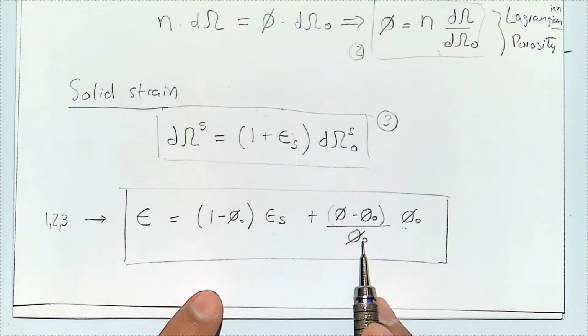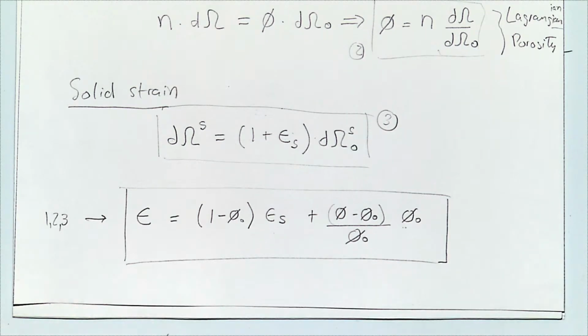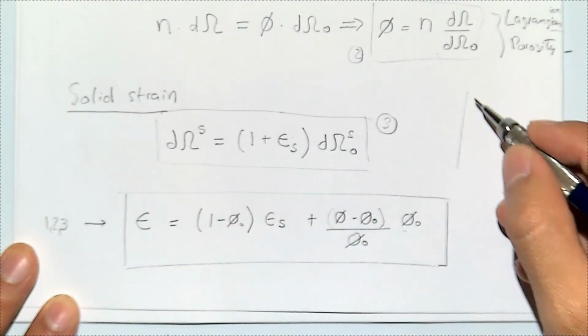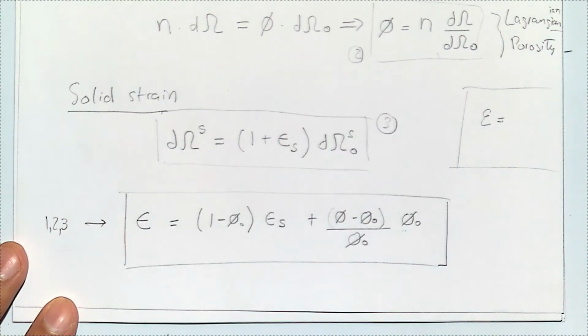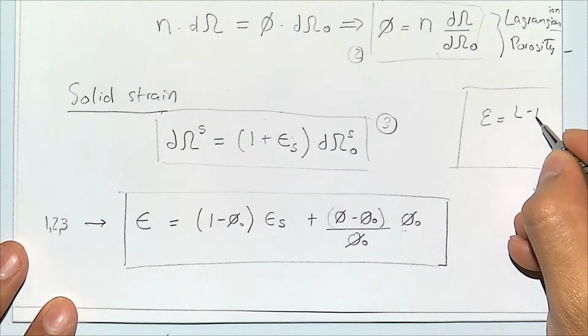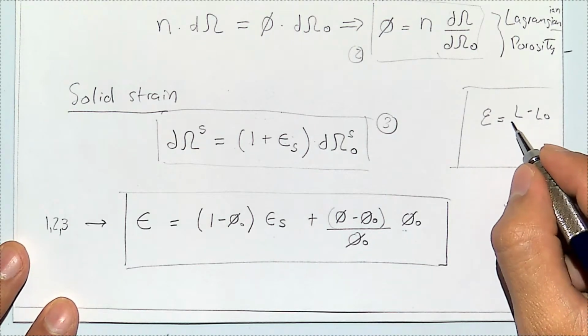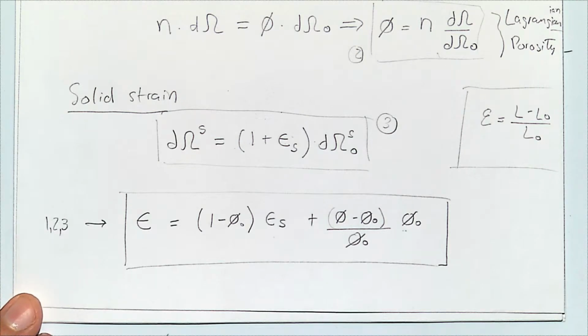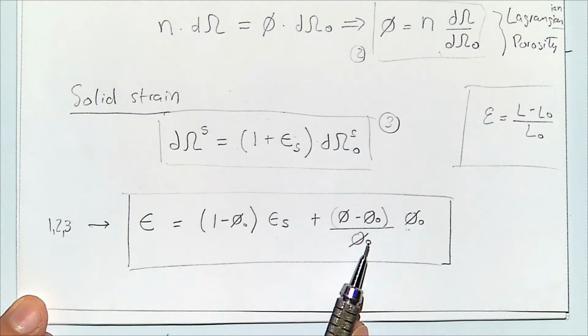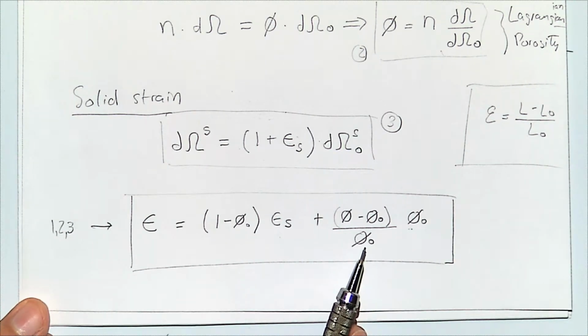Okay, and we are not doing any percents. We have the option to do that. So do you remember what is the definition of a strain? Strain in general is length minus initial length divided by original length. And this looks very similar to that, right? But instead of length, we have porosity.